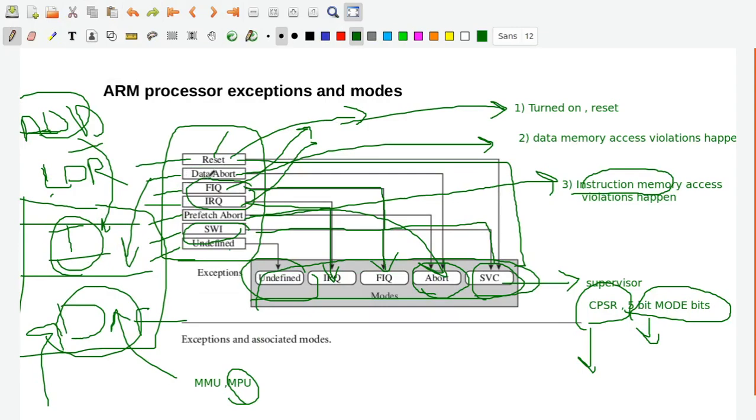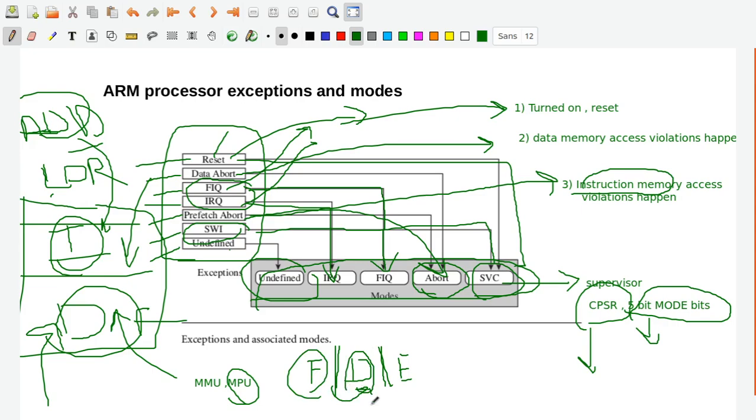Why? Because the data abort exception is related to data fetching from the memory, while prefetch abort is related to instruction fetching from the memory. You have the pipeline stages: one is fetching, another is decoding, another is executing. After fetching, of course, you have some pipeline registers. Before it goes from fetch to decode, something is kept in the pipeline registers.